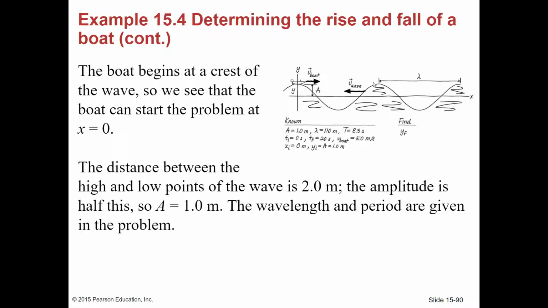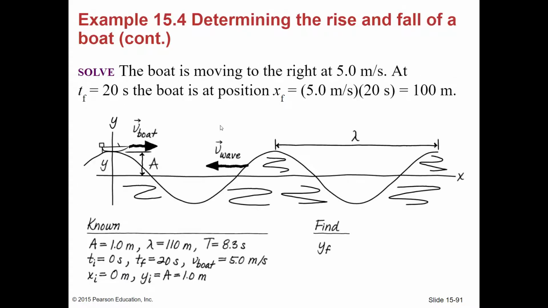It told us that the distance from the high point to the low point is 2 meters, which means the distance from the middle to the top has to be 1 meter, right? So we do have the amplitude. This is probably the most unclear part. If you're like me thinking about this, the boat's moving to the right at 5 meters per second, but it's not on flat ground, right? It's not flat, so how do we know how far it goes?